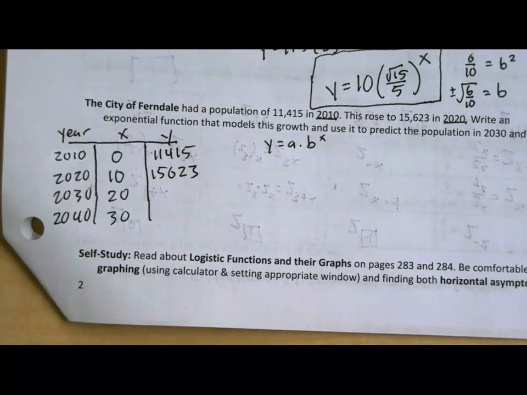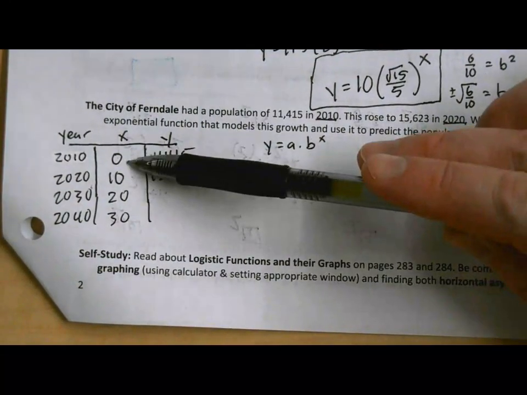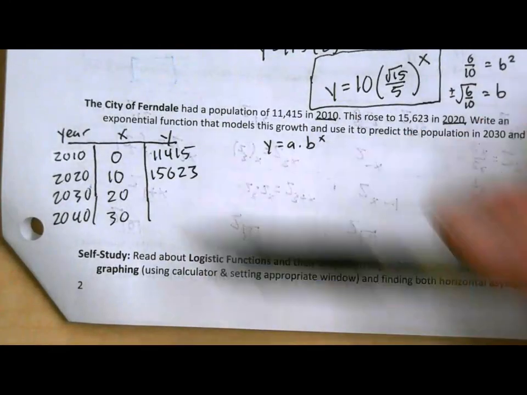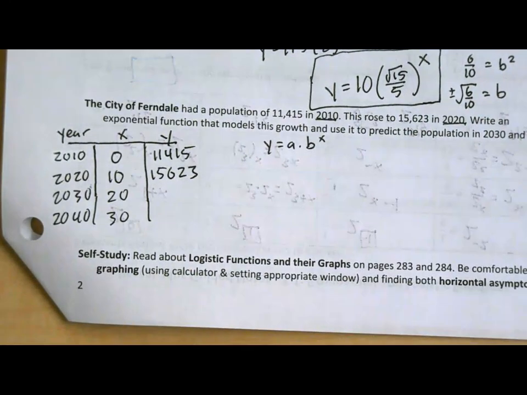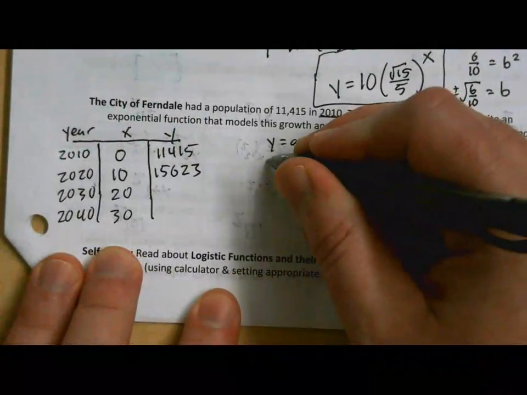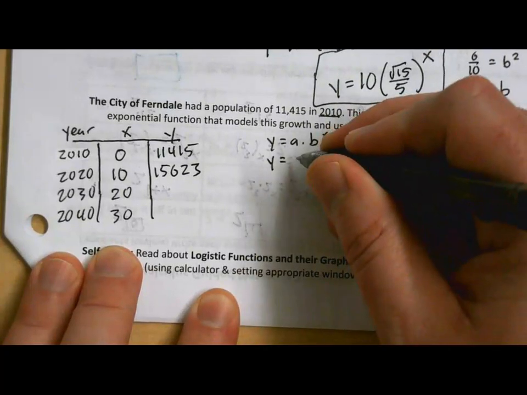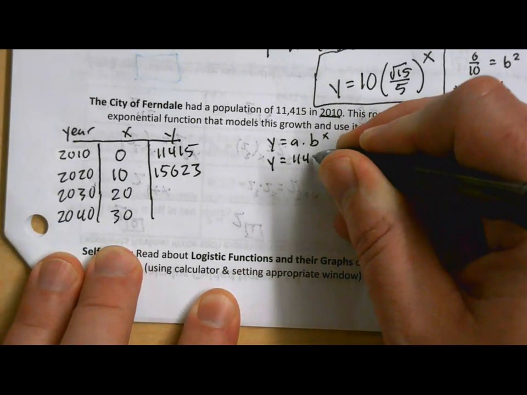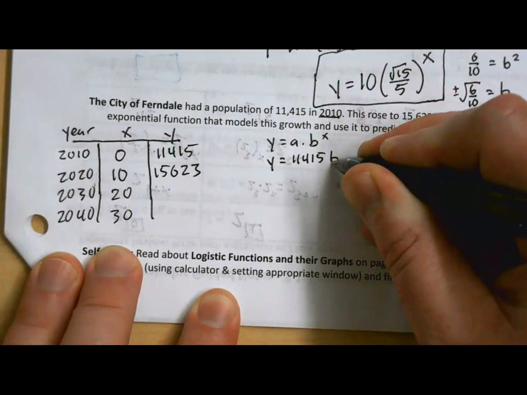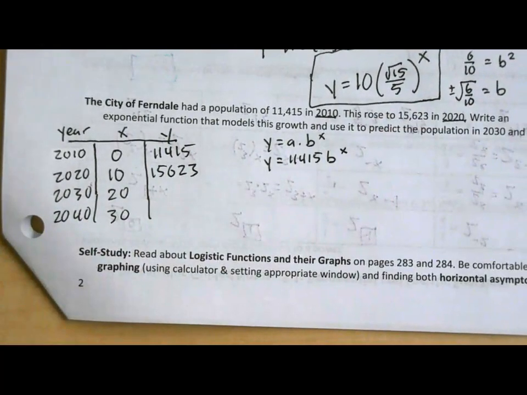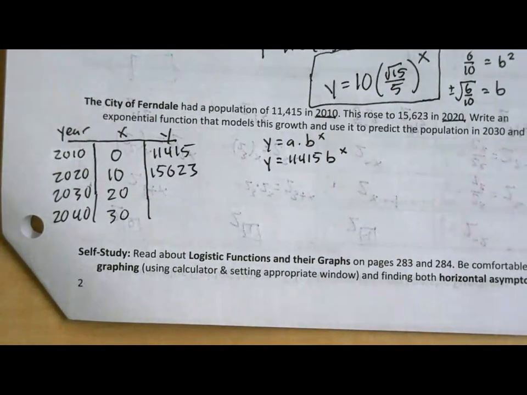Since we have strategically picked an x value of 0 to appear in our table, that's going to make A pretty easy to find. So I'm going to go ahead and start building out my equation here. A is 11,415. I don't have a B value yet. Do you think you know how we're going to find it, though?